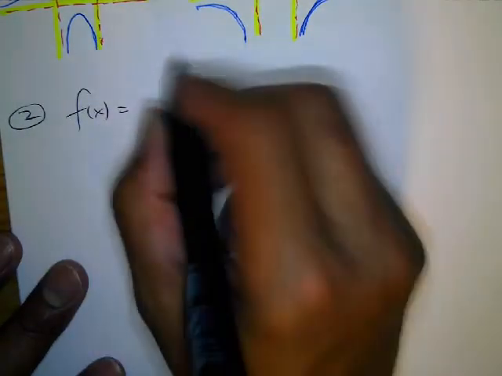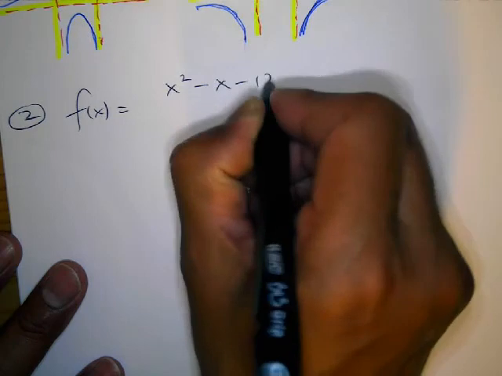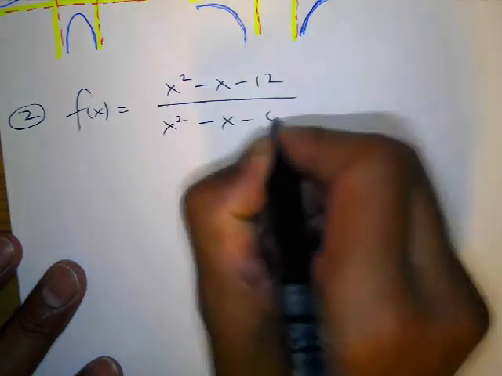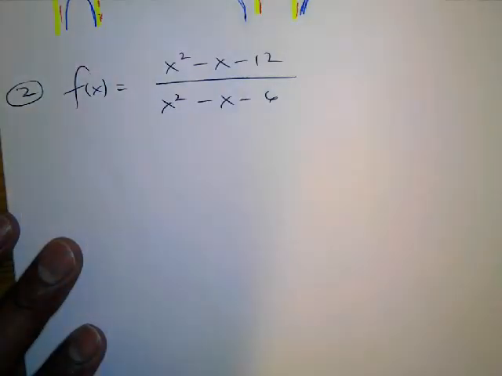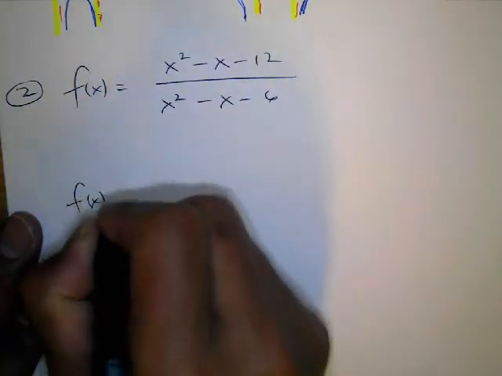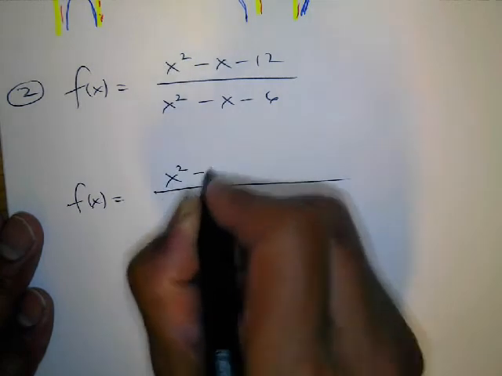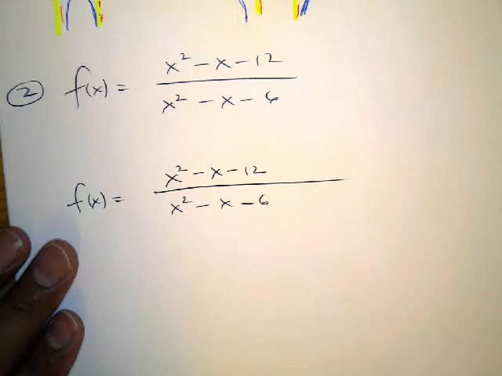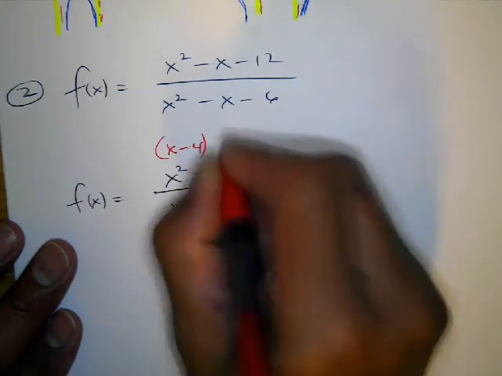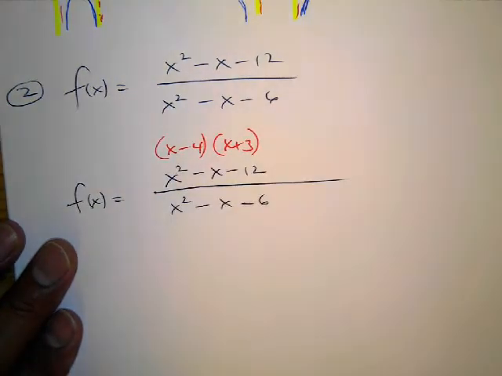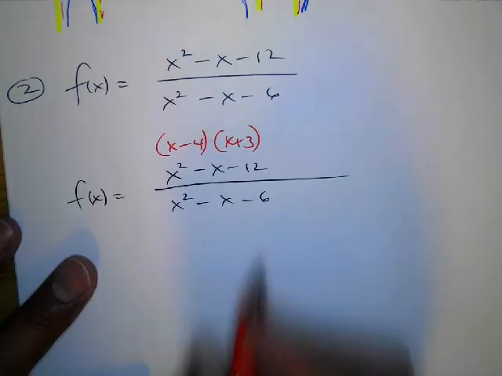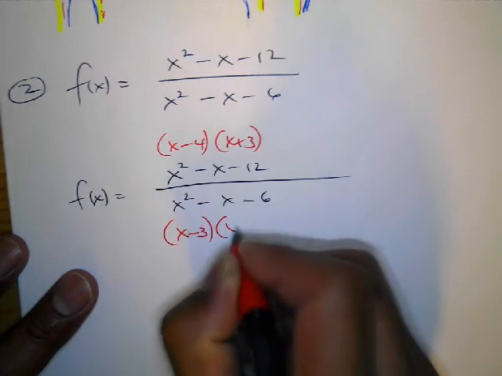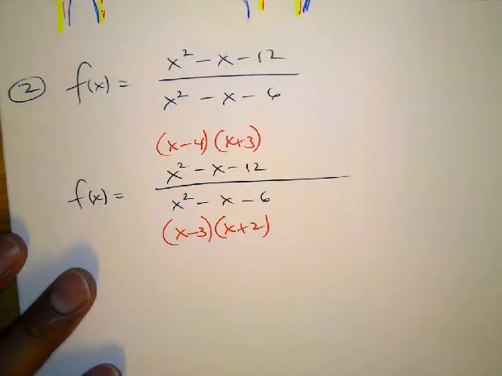F of x is equal to x squared minus x minus 12 over x squared minus x minus 6. Well, we know that this is factorable. I'm going to copy it over just to not be so busy and sloppy here. The numerator will be x minus 4, x plus 3. I'm not looking for common factors. You're not going to have that here. They'll factor, but nothing will divide out. The denominator will be x minus 3, x plus 2, right?